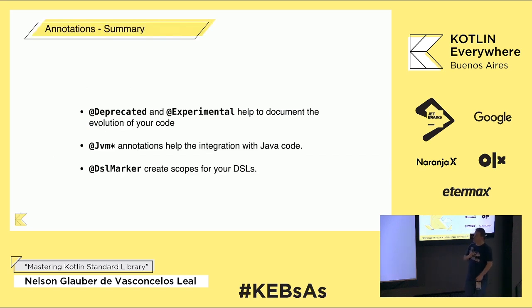Okay, so the summary for annotations. Use Deprecated and Experimental to help document your code. The JVM annotations help the integration of your Kotlin code with the Java code and vice versa. And DslMarker creates scopes for your DSL. Okay?